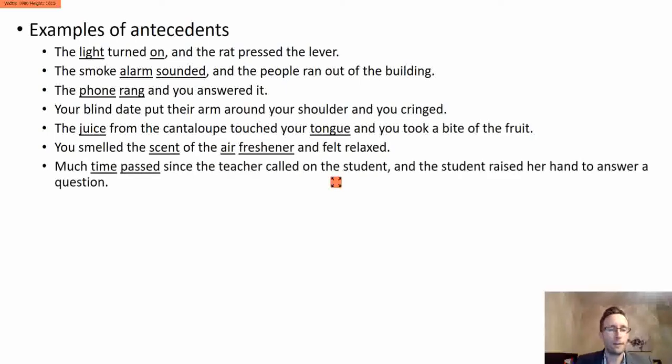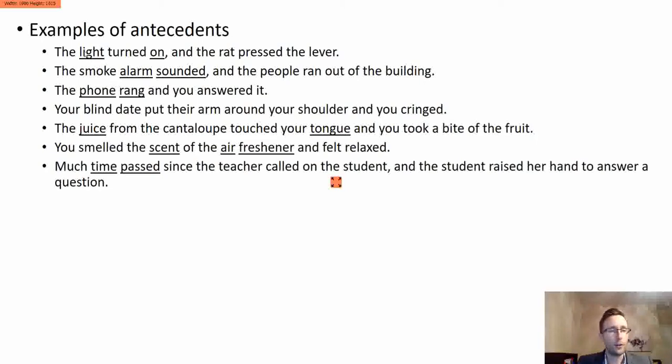Much time passed since the teacher called on the student. Then the student raised her hand to answer a question. So notice that the behavior here is the student raising her hand to answer a question, and the antecedent is time passed. So, well, how does that differ from the other antecedents?